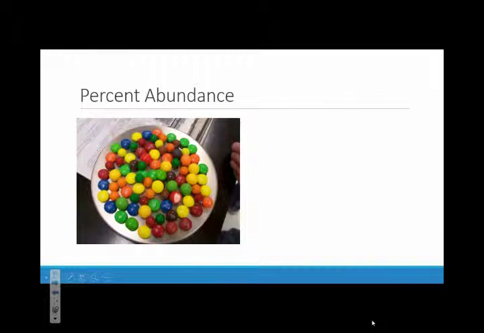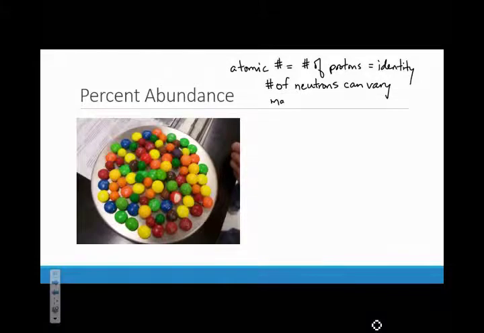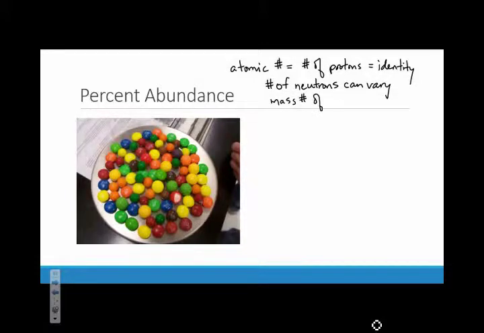So the place where we really want to start here is the idea that not all atoms are exactly the same type. So we know that the atomic number of an atom tells us its number of protons, and that also tells us the identity of the atom. But what we also know is that the number of neutrons can vary. And because that is the case, that means the mass number of my atoms can vary.